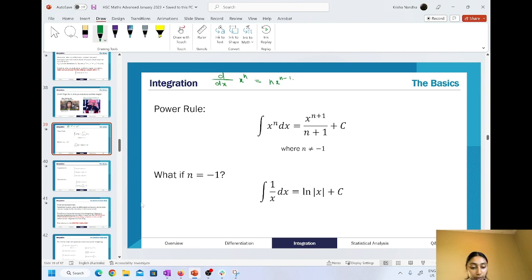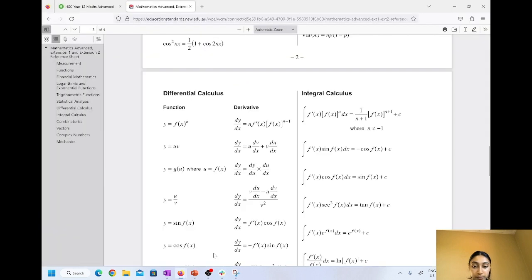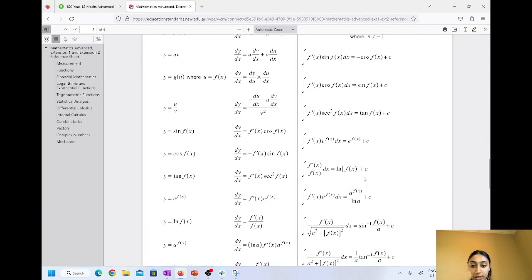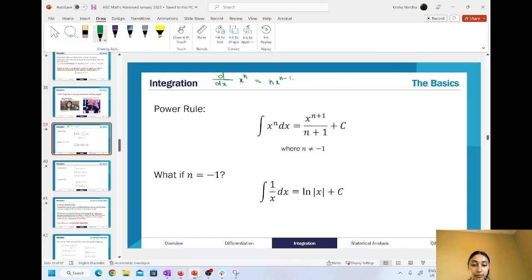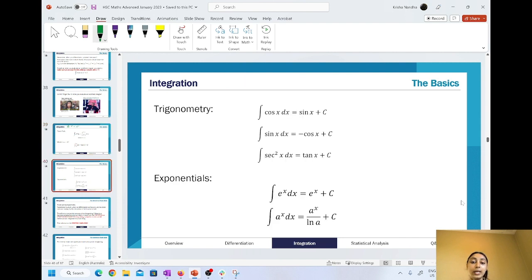So more importantly, let's go back to the formula sheet. Let's take a look at this equation. Exact same thing over here. So the integral of f dash of x on f of x will get us ln of the function, all plus c. Okay?